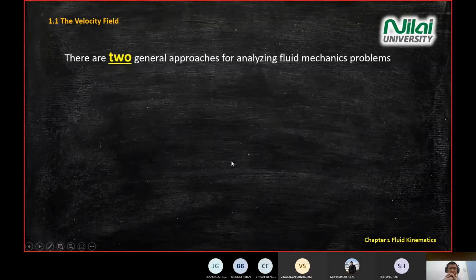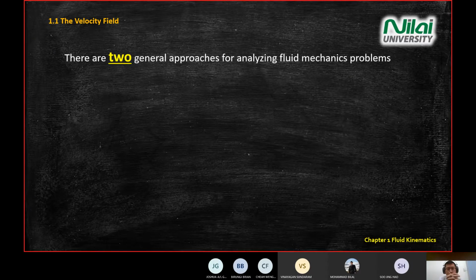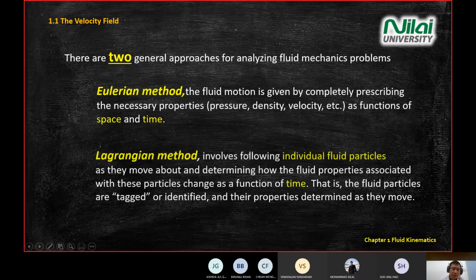So how do we analyze fluid mechanics problems? We're going to look at two approaches, or two methods, that we use to analyze fluid mechanics problems. They are named after two gentlemen: one is Eulerian, one is Lagrangian. So fill these two names in your tutorial sheet. There are two approaches to analyze fluid mechanics.